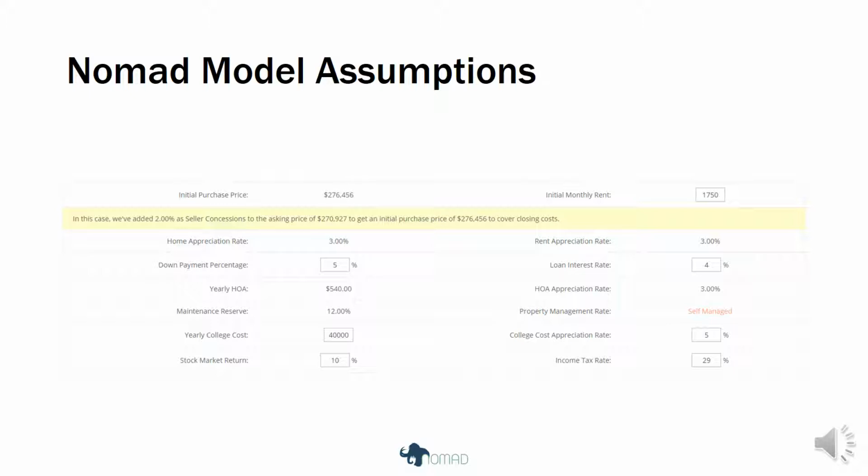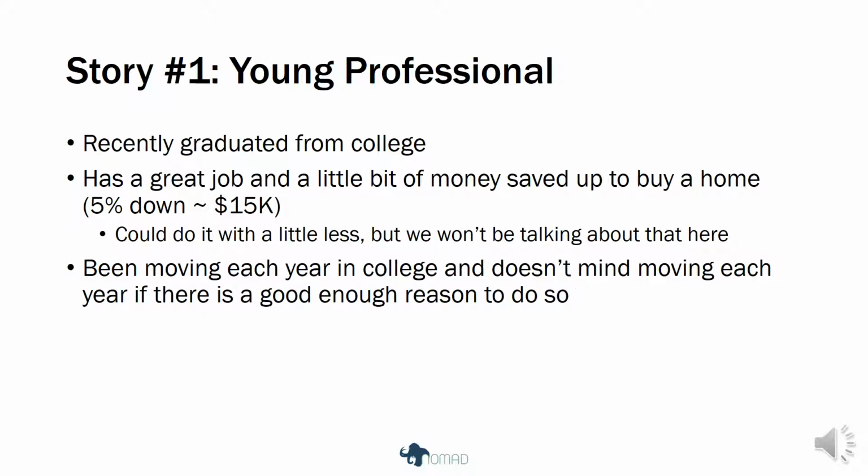So when we compare Nomad to the stock market, I want to make Nomad really conservative, and I want to make the stock market look really, really good to show you that they're not even close, even when we give the stock market an advantage and we give the Nomad model a disadvantage. And then income tax rate: when we're calculating what the benefit is from depreciation, you need to know your income tax in order to see what amount of money you'd get back. And so we're using about 29% for an income tax rate. So those are the assumptions for the Nomad model.